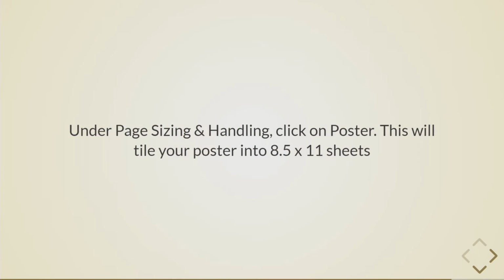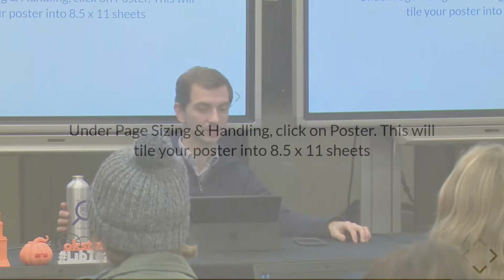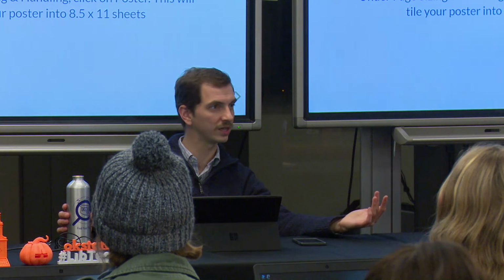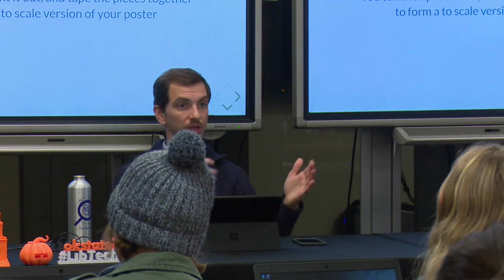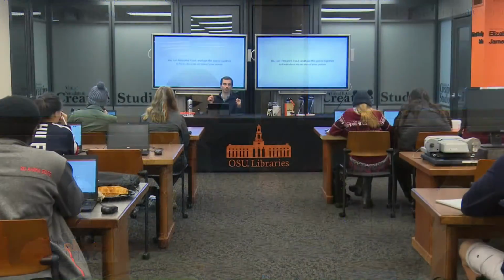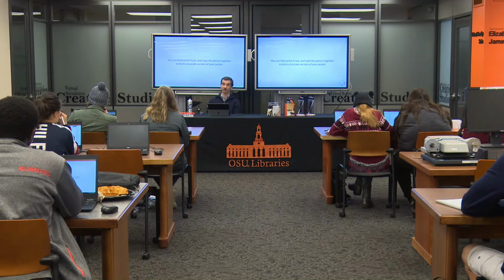You can just use Adobe Reader. And what you do is you click Print, and then there's a heading called Page Sizing and Handling, and there's an option called Poster. So you can click Poster, and it will take your poster and break it up into normal 8.5 by 11 sheets. It'll tile it up, and it'll come out to between 15 and 20 different sheets. So doing that, you can print out your poster in its entirety, just using plain printer paper like what's available here at the library.